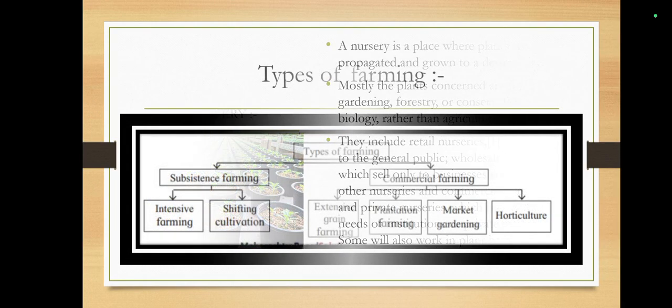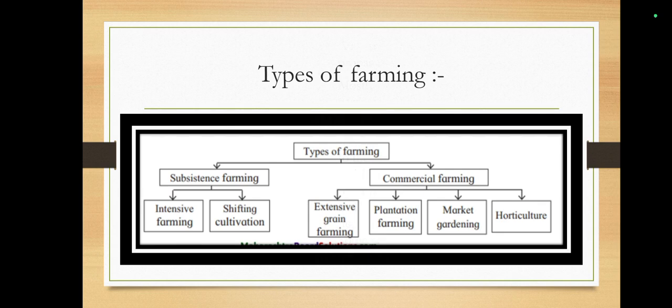Our next point is types of farming. Now, there are two types of farming: subsistence farming and commercial farming. Under subsistence farming, there are two types: intensive farming and shifting cultivation. And under commercial farming, there are four types: extensive grain farming, plantation farming, market gardening, and horticulture. Let us discuss these one by one in detail.